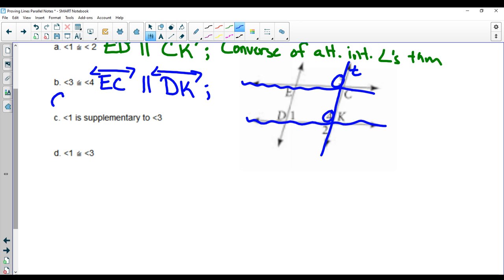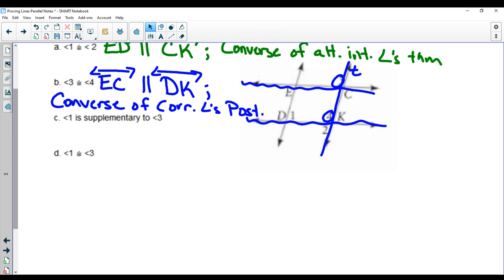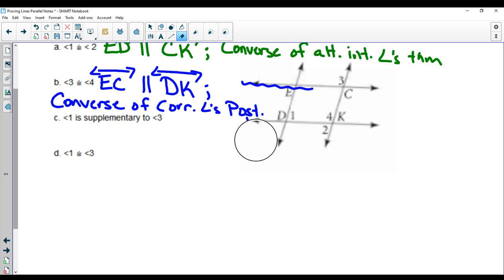What's our justification for that? We use the converse of the corresponding angles postulate. Okay? Because we decided a transversal. We know these two are correspondings, and we know they're congruent because of the information given. So we can use that converse of the postulate to say that line EC is parallel to DK. All right, so let me get rid of this very carefully because I don't want to erase.